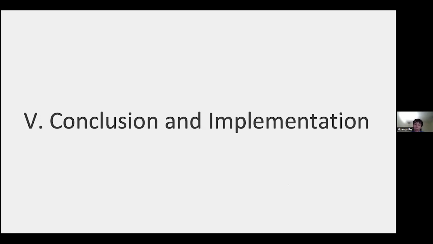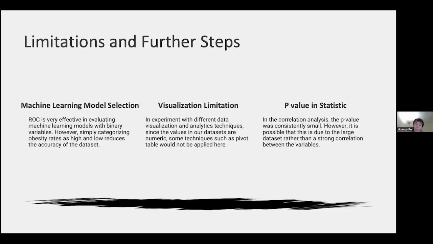Our next part is about the conclusion and implications. The first one is the limitations and further steps. The first limitation is about the ROC. As we can see, the ROC is an effective tool for dealing with binary variables, but categorizing the obesity rates like this will reduce the accuracy of the data set. The second limitation is about the values. Because the values are numeric, we cannot use a pivot table for data visualization. The third is about the statistical analysis. The p-value is pretty small. It's a good sign, but it may be due to the large data set rather than a strong correlation between the variables. So that's our next step.